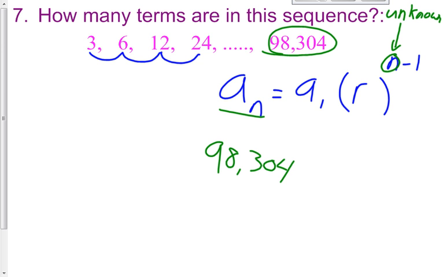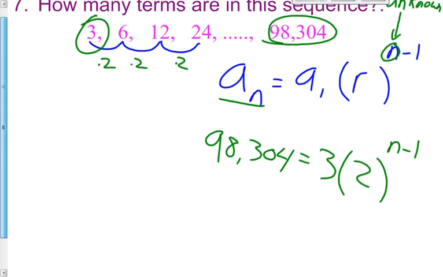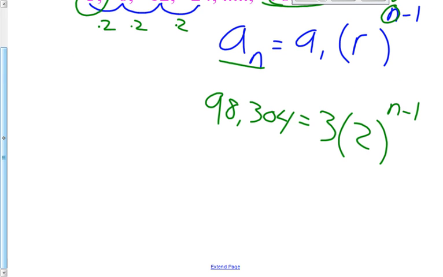The value of it is 98,304. So that equals the value of my first term, which is the number 3, times that common ratio, which we said you have to multiply by 2 to get to the next, to the next, to the next. So the common ratio is 2, and that raised to the n minus 1 power. So I have a bunch of numbers, and I have one unknown variable. I need to solve for it right up in my exponent. So let's solve for n.